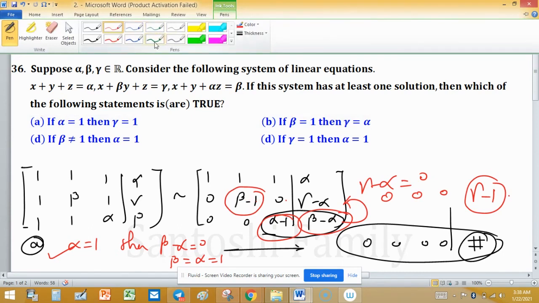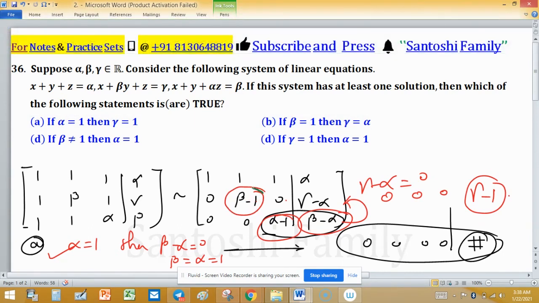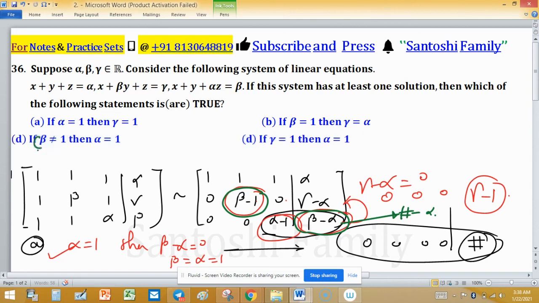I will change the color of the pen. If beta is not equal to 1, either here or here, then there is no necessary condition that alpha should equal 1, because the last entry will be any non-zero value minus alpha, and if alpha equal to 1, then the system has no solution. So this condition is not true for a solution. So this is option C.